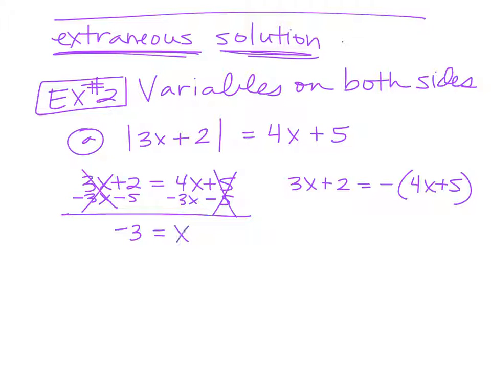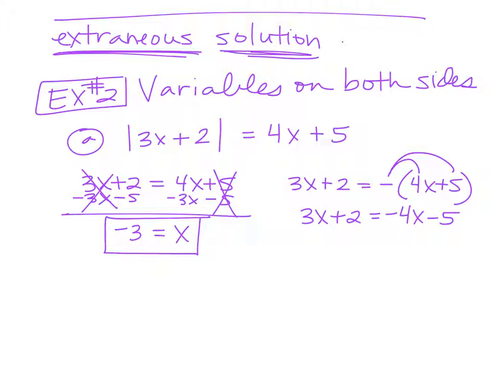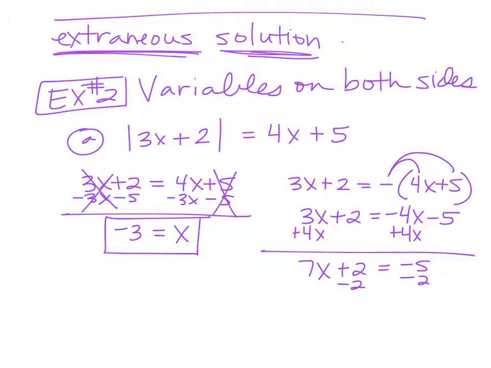4x minus 3x is just 1x, okay? So there's one answer. Then distribute this negative. 3x plus 2 equals negative 4x minus 5. Solve that. Add the 4x, add the 4x. You get 7x plus 2 equals negative 5. Take away the 2. So 7x equals negative 7.